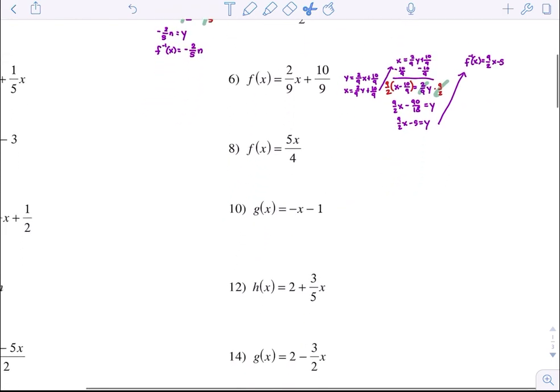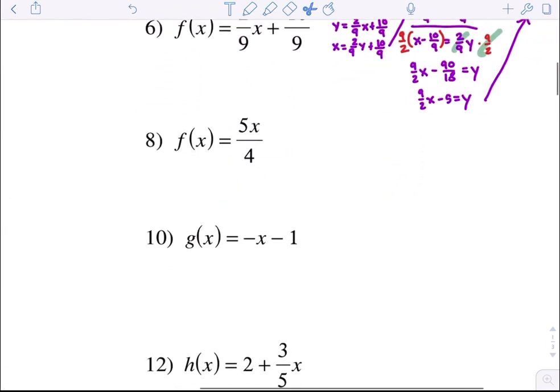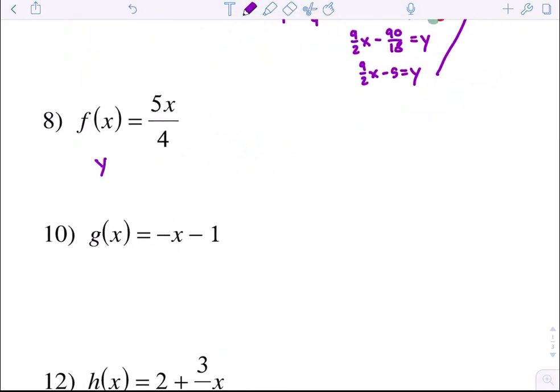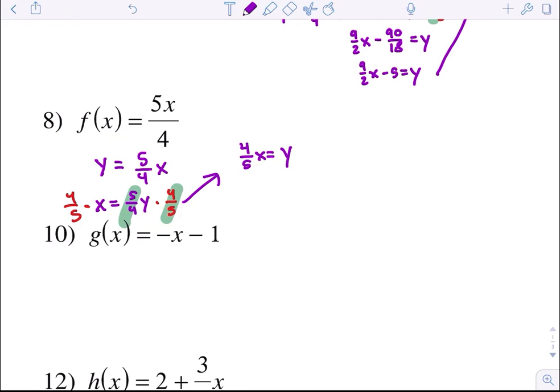Eight. So for number 8, this is a y is equal to 5 over 4x. Switch the variables, so x is equal to 5 over 4y. And then we just multiply by the reciprocal. So 4/5 times 4/5. And you guys are going to get 4/5 x is equal to y. And now change the y to be f inverse of x.